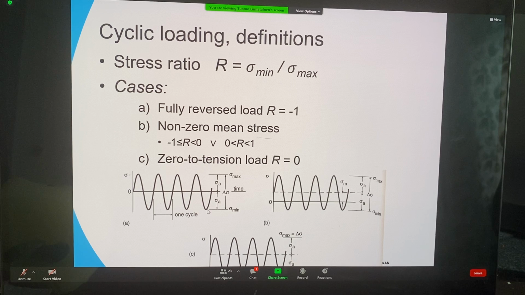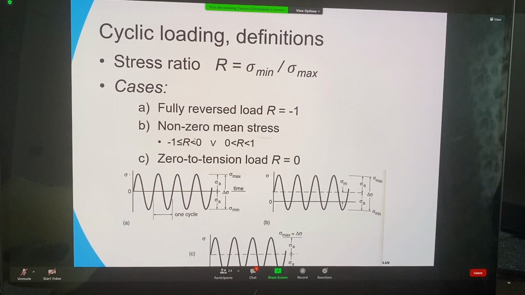Sigma minimum is compression, minus, and sigma max is tension, positive. When the numerical values are equal, it will result in R equals minus 1. That is the first case, and quite often this is one of the most severe cases of the loading, so that it's pulsating from tension to compression. Not always, but quite often.